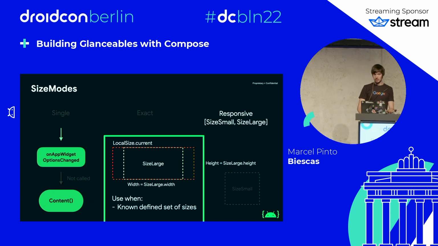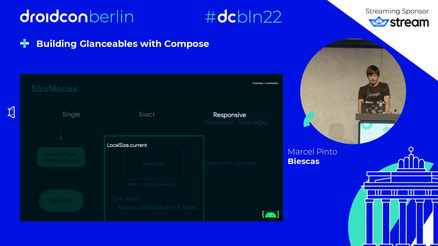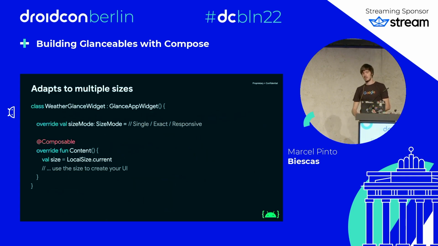This is good whenever you have a well-known defined set of sizes, and you don't need to do special calculations based on the available size. All right. So now that maybe we understand a bit better how this size mode works, as we talked before, we have 3 types of widgets that we want to display. So it's a well-defined set of sizes.